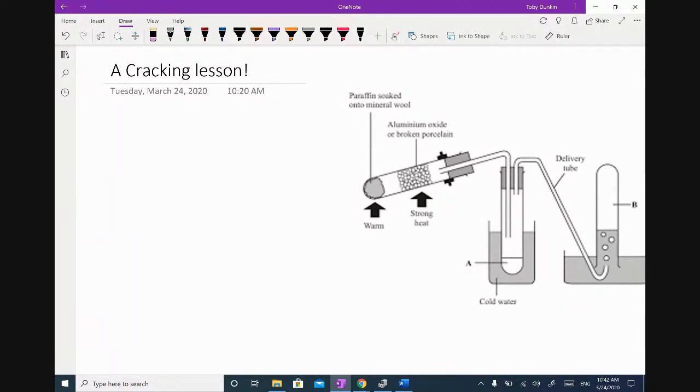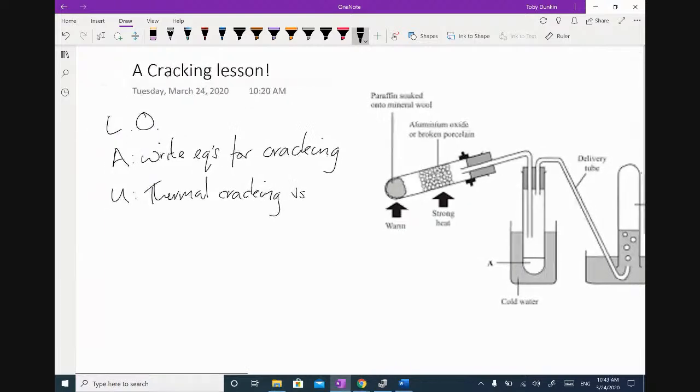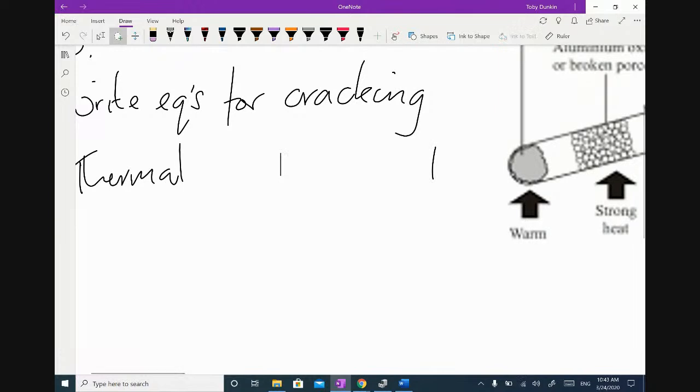So learning objectives for today. I need you guys to be able to write equations for cracking. I need you to be able to understand the differences. Actually, rather than the differences, understand thermal versus catalytic cracking.